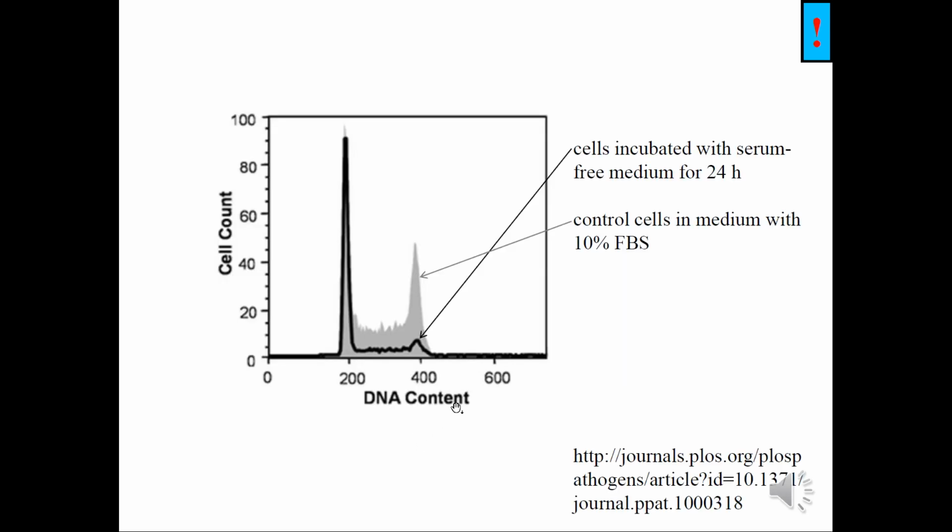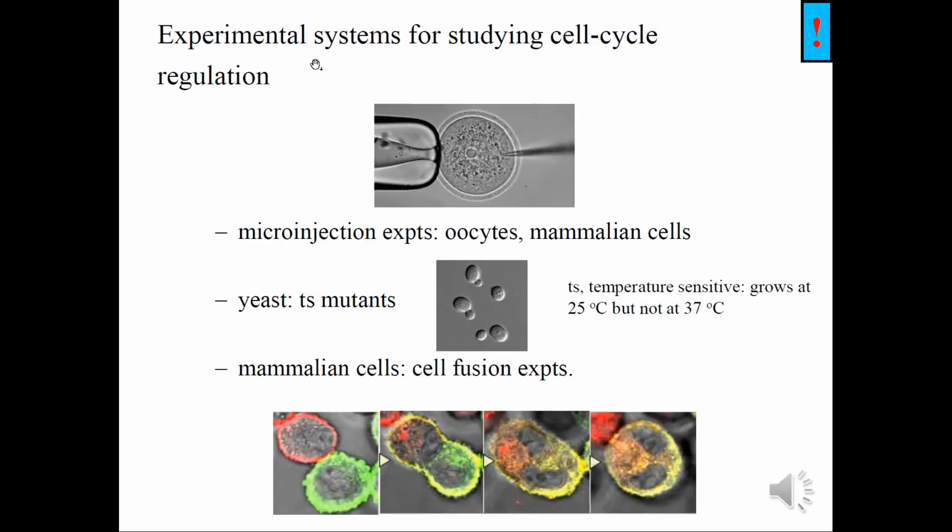This is, for example, one of the studies in which they added some FBS. FBS is like a growth factor cocktail. It has many growth factors in it. And when the control cells were grown in a medium with 10% FBS, the DNA content was more. Whereas the cells which were cultivated in a serum-free medium had less DNA content. It's kind of intuitive.